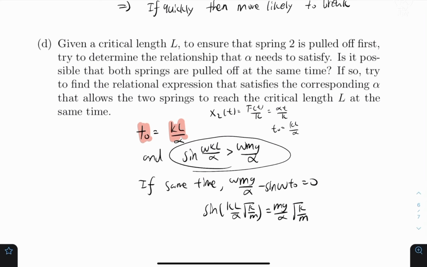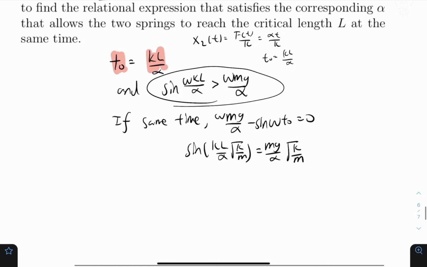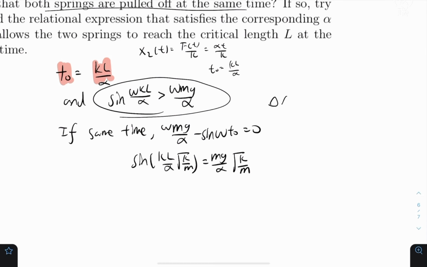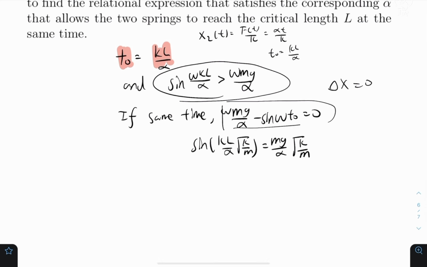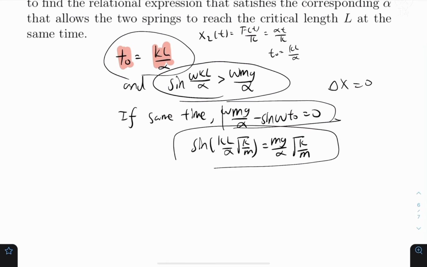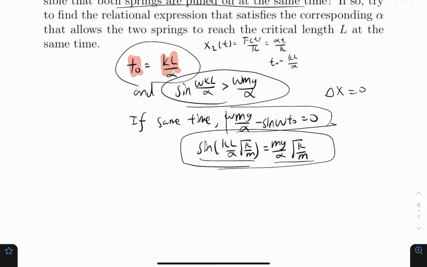And now we are trying to figure out if there's a possibility that both springs can be pulled off at the same time. So if they're pulled at the same time, the difference in x is basically equal to 0, which corresponds to this function over here. And if we plug in T0 equal to this, we'll get that if these are equal to each other, x1 and x2 will be broken at the same time.